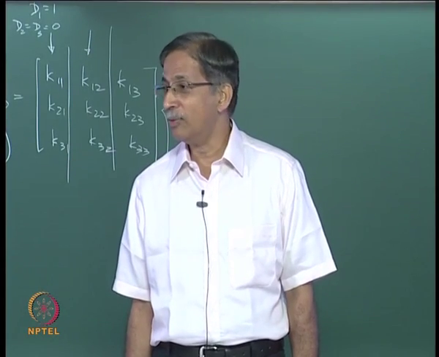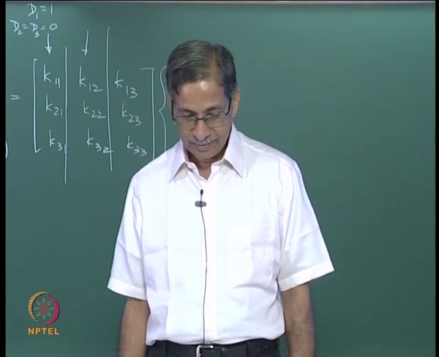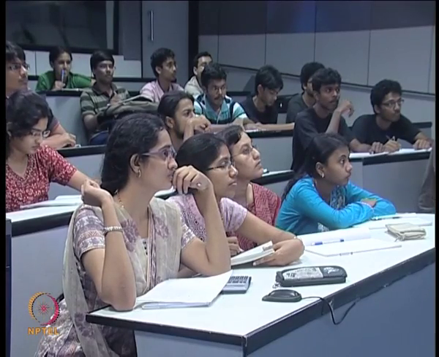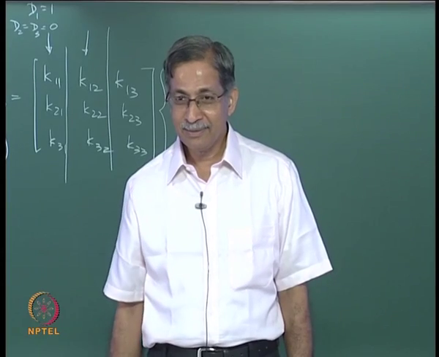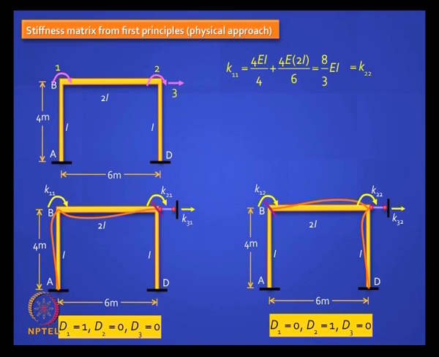Can you find out K12 or K21? K21 is how much? It's a carryover moment you get, no? 2 by 3 EI. Wait 1 minute. You have a problem with this addition? 4EI by 4 plus 4EI. That's 1 plus 4 by 3, 7 by 3. Yeah, that's right. It's 7 by 3. You are right. Well caught.